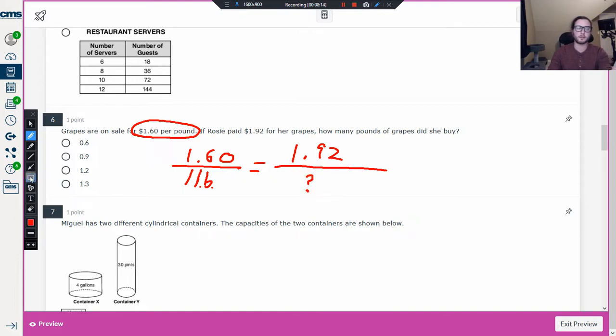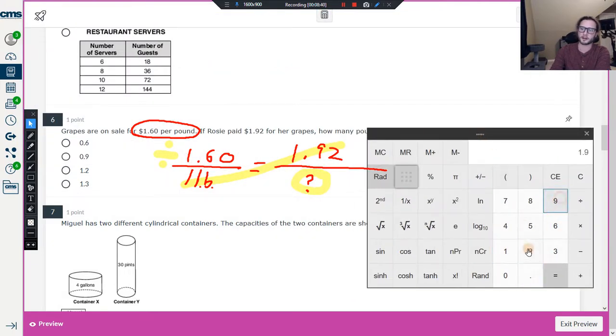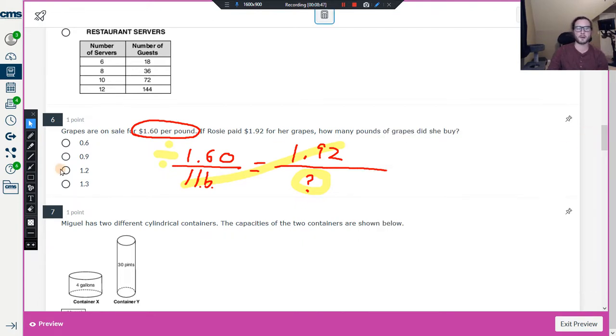One way you could solve this is the same way we solve our percent problems. You set up an equal proportion. We don't know how many pounds that she would need. What we do know is if we set it up like this, we could cross multiply $1.92 times 1 pound, then divide that by $1.60. And that would give me an answer. So let's go ahead and pull this up and check. $1.92 divided by $1.60 gives me 1.2 pounds.